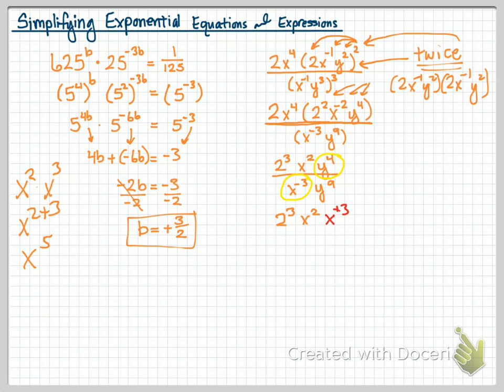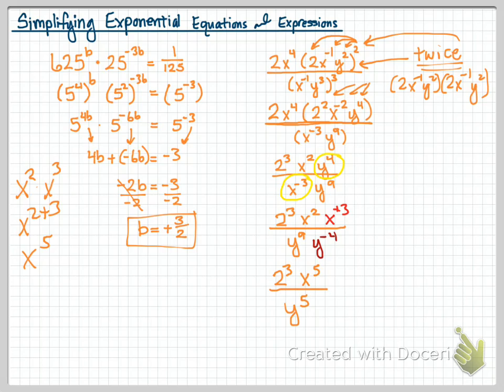So our next step, in the numerator, 2 to the third, x squared, x to the third power. In the denominator, y to the ninth, and y to the negative fourth power. In the numerator, when you combine all those, 2 to the third power stays the same, we now have 5 x's, so x to the fifth power. The y's become y to the fifth power.